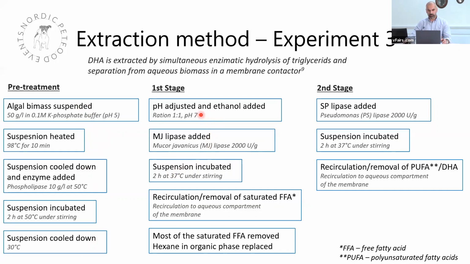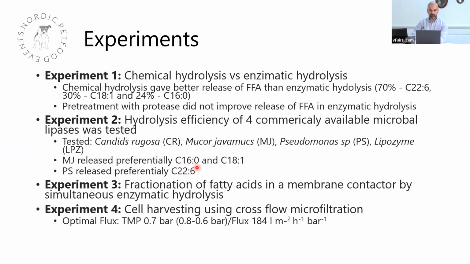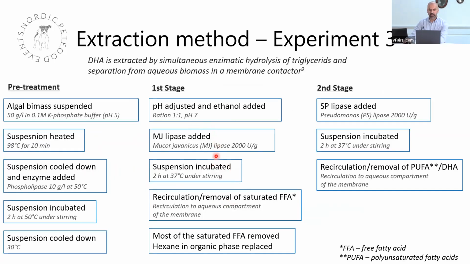Then in the first stage, what is important here is that we add MG lipase, which preferentially releases, as we said, saturated fatty acids. So this stage removes saturated fatty acids. While in the second stage, we use Pseudomonas lipase, or here is a mistake, it should be PS, so PS lipase is added, and this one removes DHA because it's preferential towards DHA.